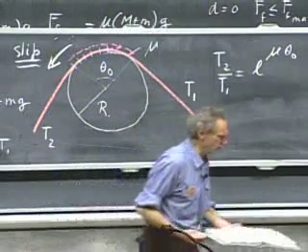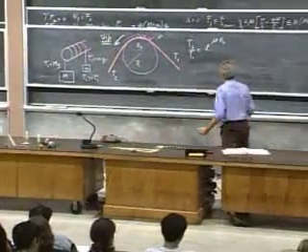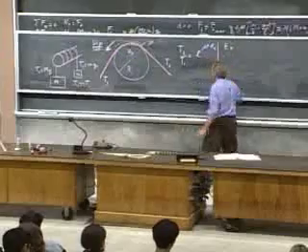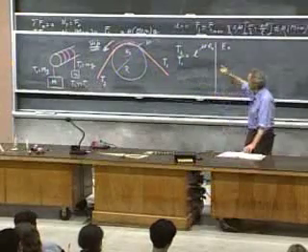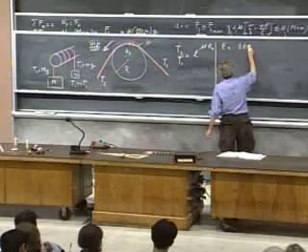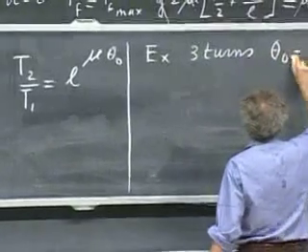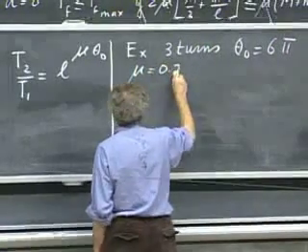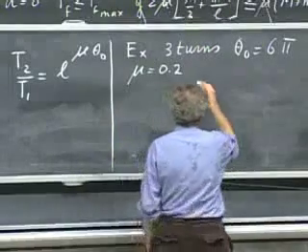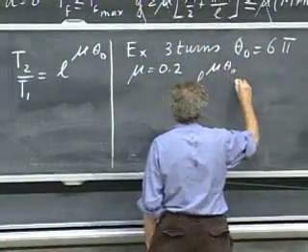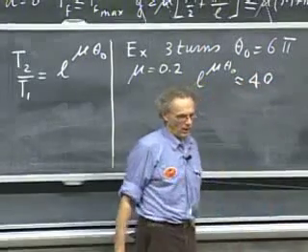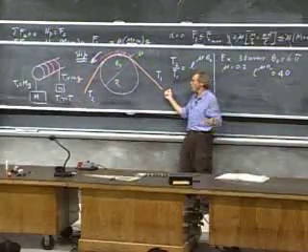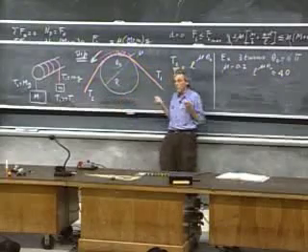And so now let's put in some numbers so that we get an idea of what we gain. Let us take, let's say, 3 turns. We wrap the rope around 3 times. So 3 turns means theta 0 equals 6 pi. And let the friction coefficient mu be 1/5, 0.2. So e to the power mu times theta 0 is now about 40. What that means is that with a force on this side which is 40 times smaller than a force on that side, I have a balanced situation.